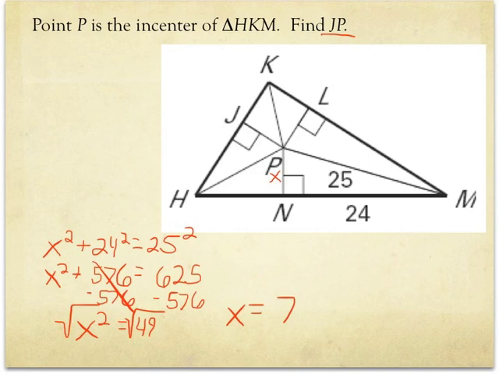So 7 is the length of PN, which we said was the same as JP, which is the length we're trying to find. So JP is equal to 7 as well. And we're done.